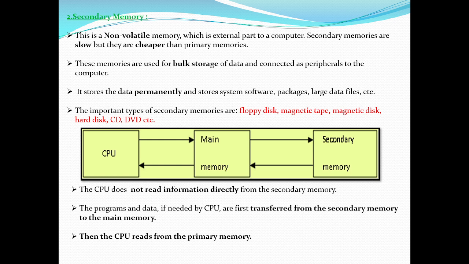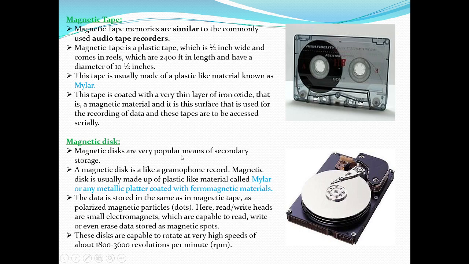When you look at the picture, if you want to access the data from the secondary memory, the CPU cannot access the data directly. So in between, there will be a main memory. That means if you want to access the data that is residing in the secondary memory, first it should be transferred to the main memory. Once it is transferred to the main memory, then only the CPU is going to read the data from this main memory. Let us move to the types.